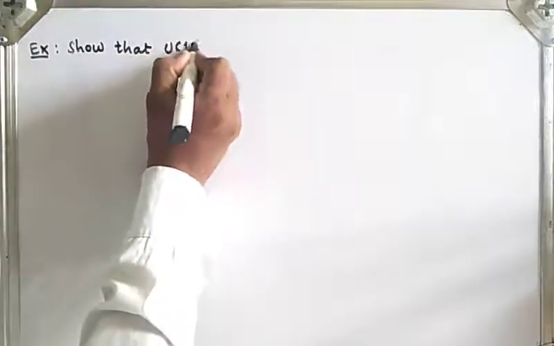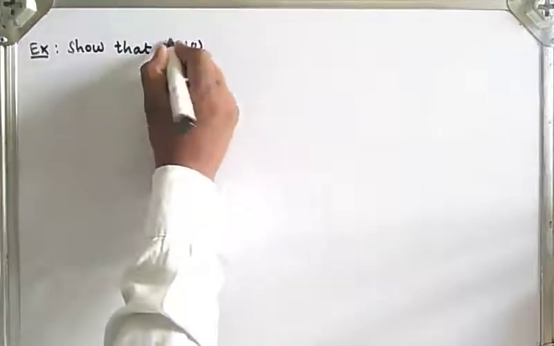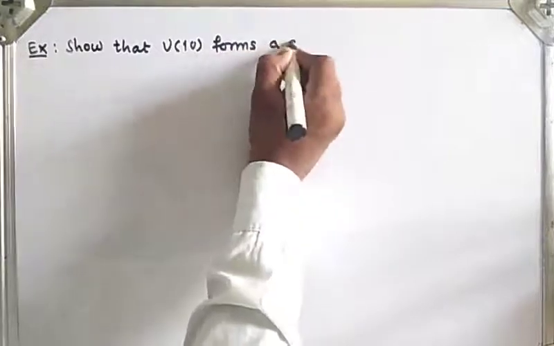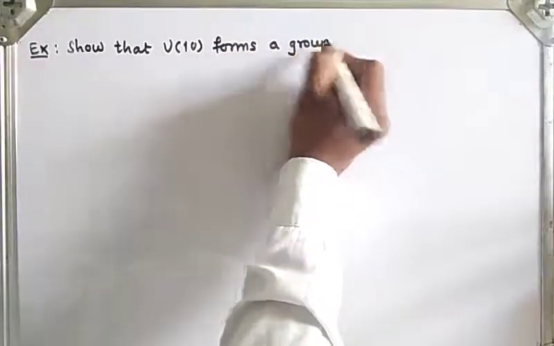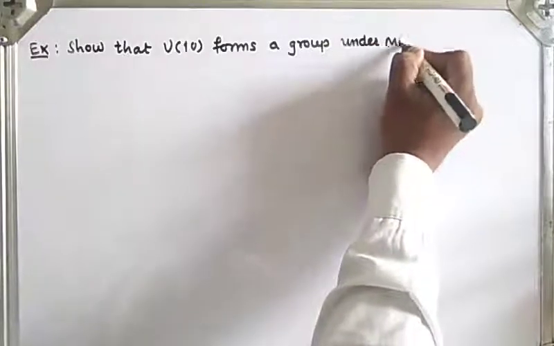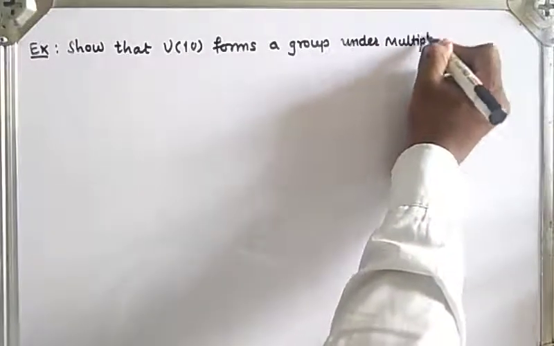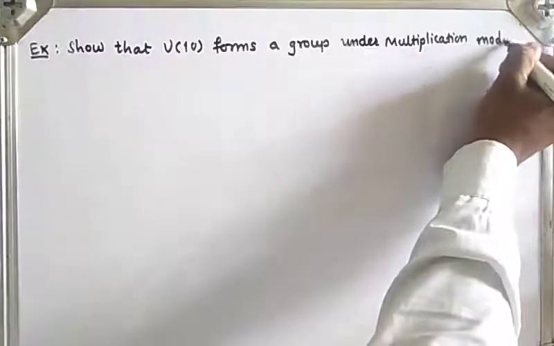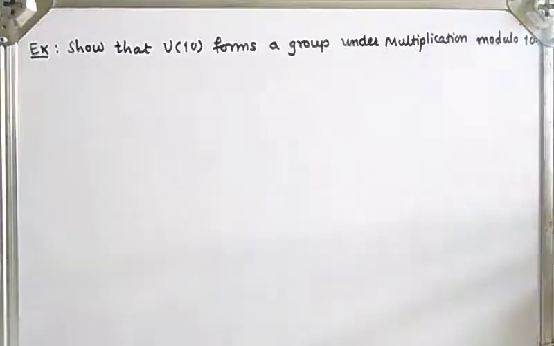U of 10 forms a group under multiplication modulo 10. So to show that U of 10 forms a group under multiplication, let's prepare the composition table under multiplication modulo 10.